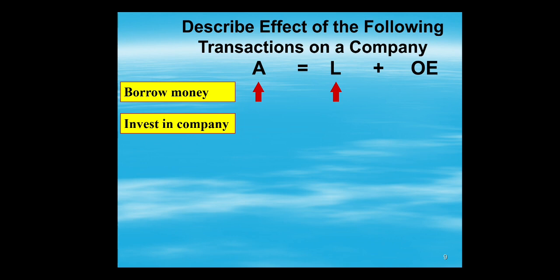At the same time, on the right side of the equation, there is no effect on liability. The business does not borrow anything from anybody. No effect on liability, but owner's equity will increase. Owner's equity, that is the account capital. The owner of the business put in 15,000, so the owner's equity is increased by the same amount. Asset increases 15,000, owner's equity also increases 15,000.